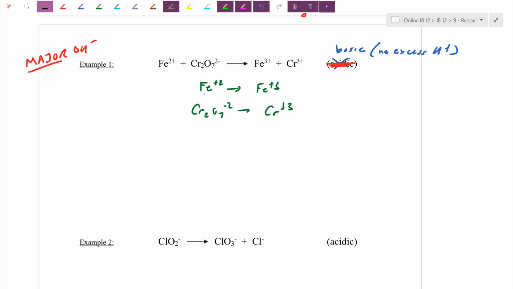In this case here, we have one iron, perfect. 2 chromiums, and then 1 chromium. I'm just going to do that by inspection. I'm just going to randomly add a 2 there.